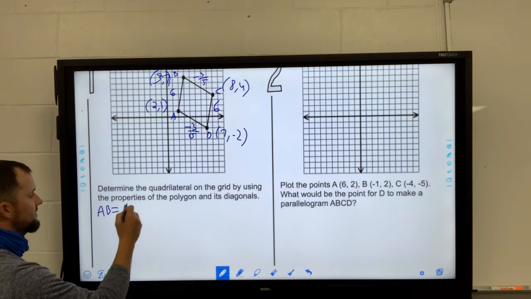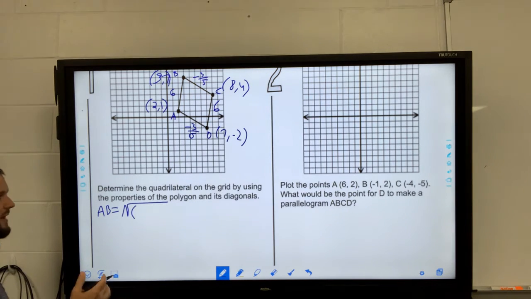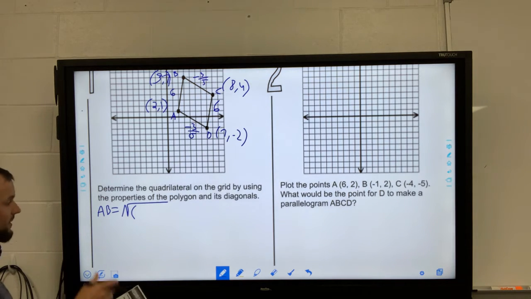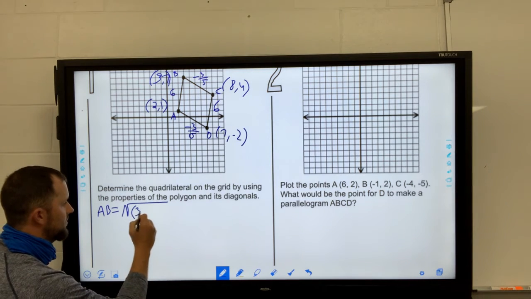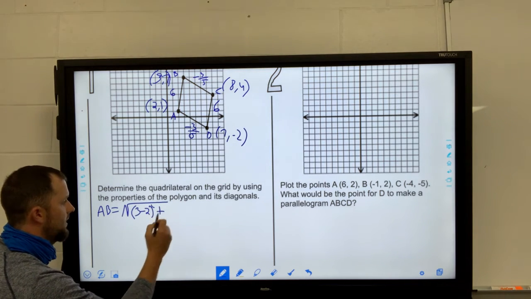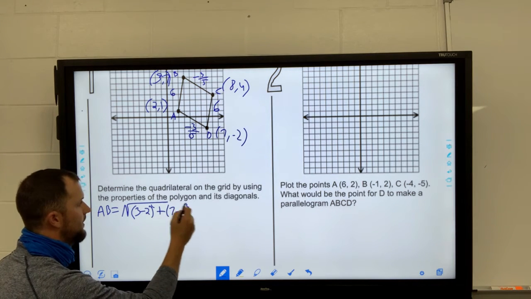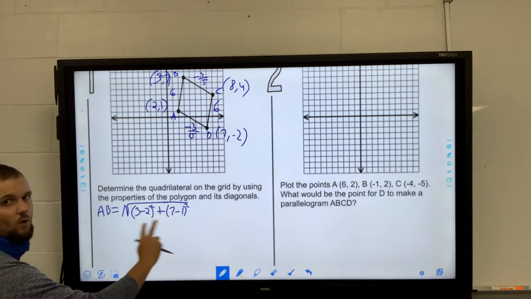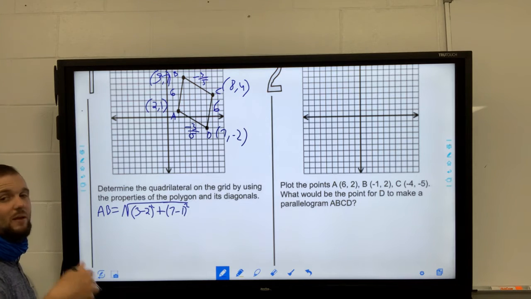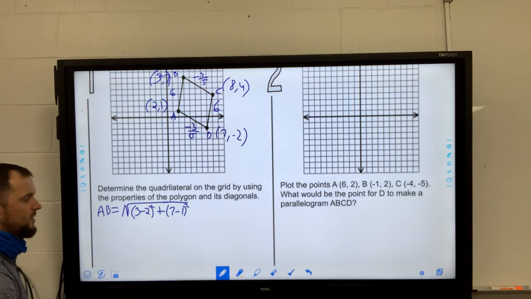So in my distance formula, I'm doing the square root of x2 minus x1. So I'm going to do from A to B. Right now, my formula is going to come out as 3 minus 2 squared plus 7 minus 1 squared. I'm going to do my work in here and keep it in radical form unless it comes out to be a perfect square.